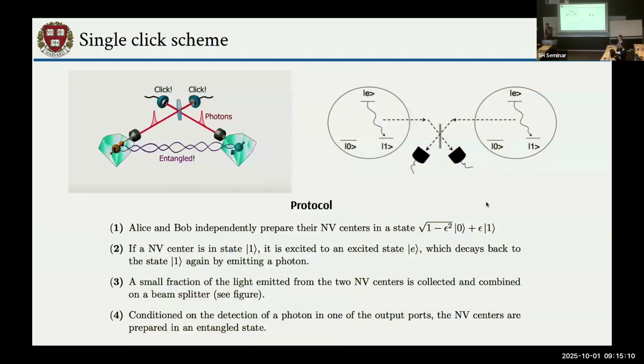Okay, so this is the protocol at a high level, what I've seen before. We have Alice and Bob here depicted as NV centers, because some of the people who have really been doing a lot with this scheme are in Delft, for example.